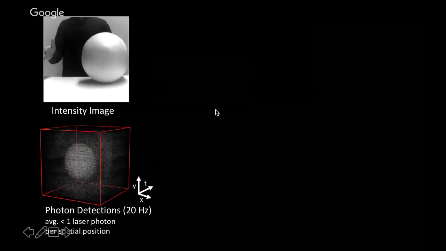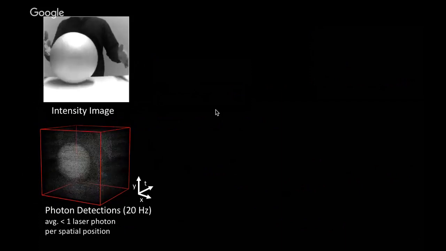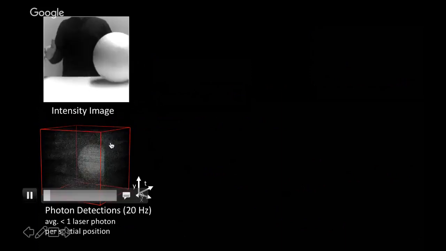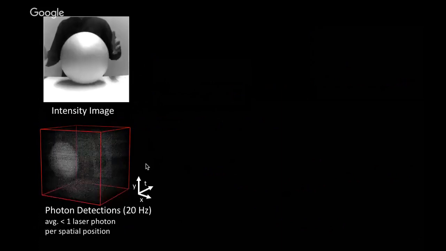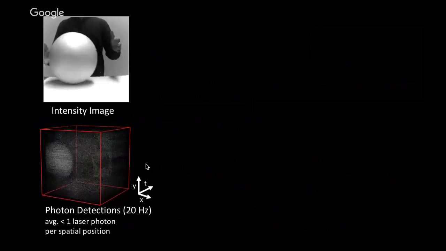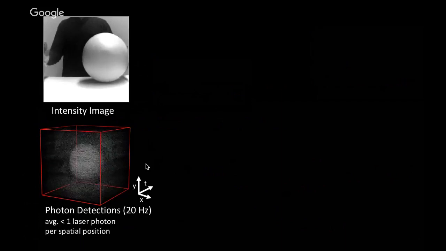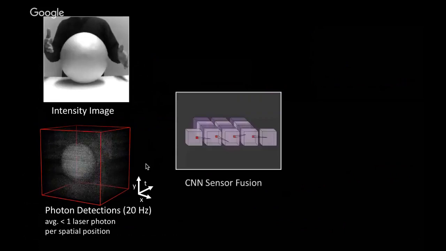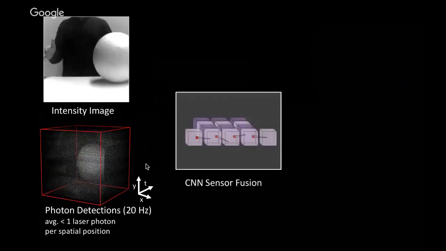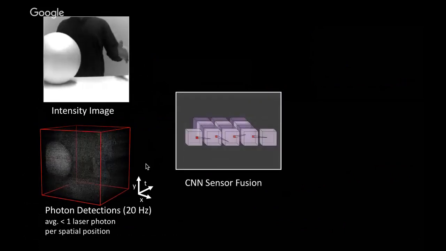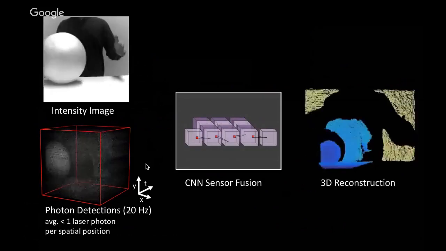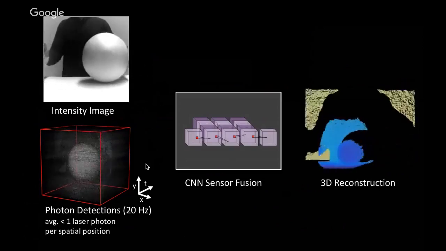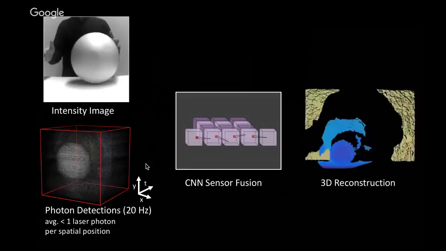And the idea here is that maybe this intensity image can help us figure out which photons detected within this transient image correspond to our laser source and which ones are due to an ambient light source within our environment. Now, fusing these two together cannot be done in a simple way. And so our approach has been to develop a convolutional neural network to take as input this intensity image and this transient image, and fuse them together in order to produce a 3D representation of our scene in cases where you only have about one laser photon per pixel.